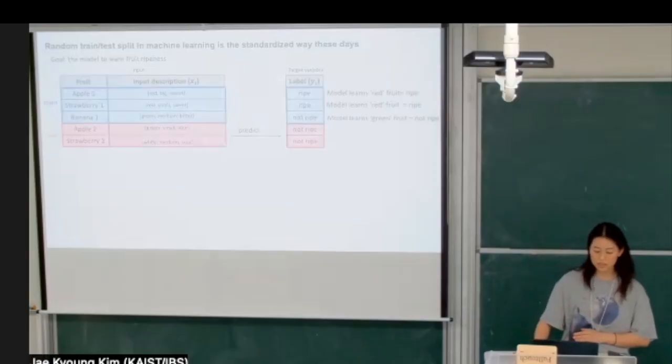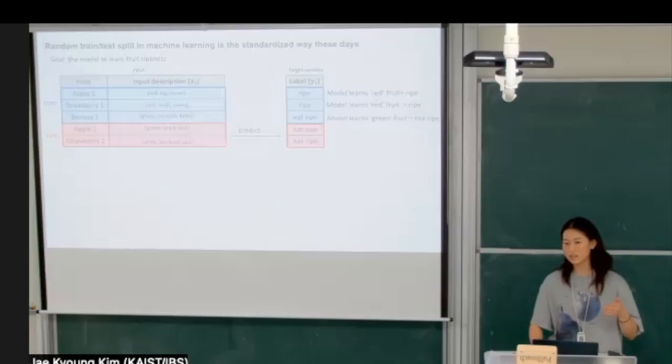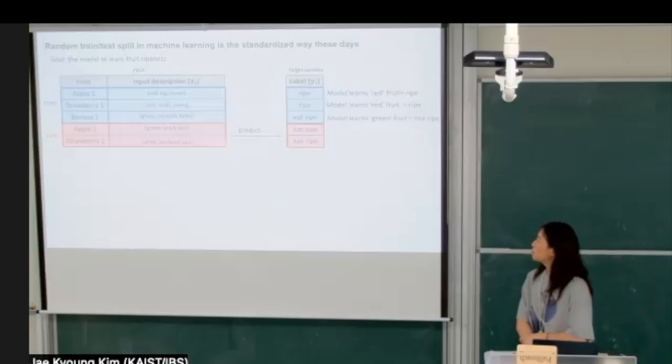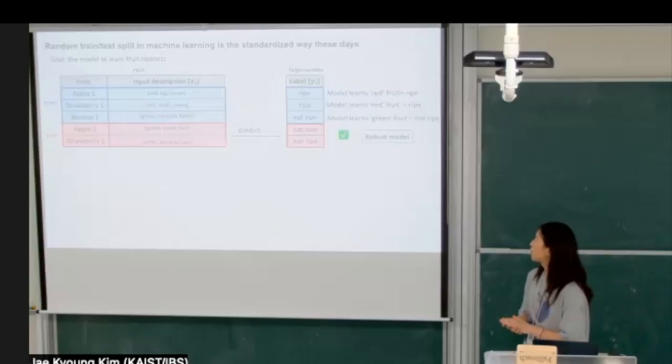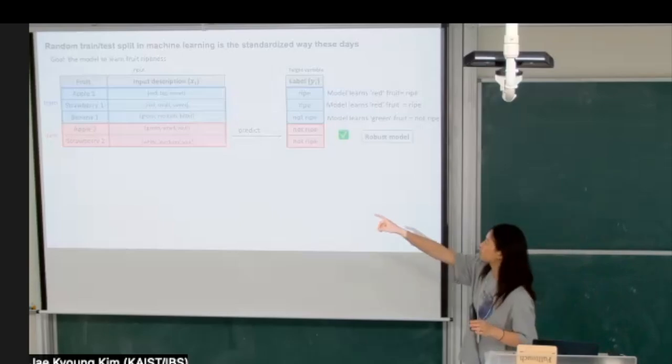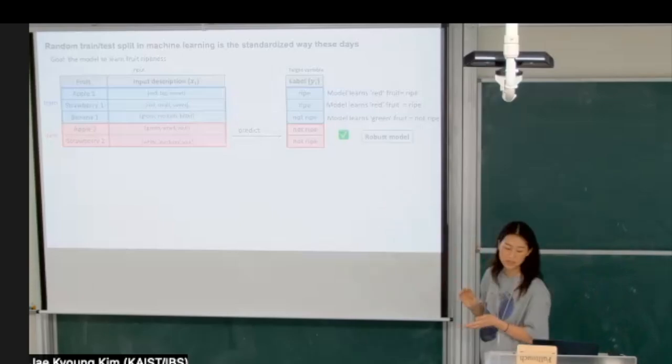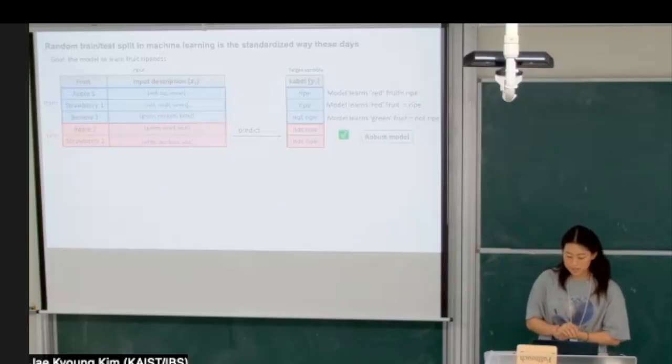And then with the test set, this is where the model performance is shown. So if we perform based on the learned trend, it'll be correct because it'll see that green fruits are not ripe. So it'll be able to predict that, and we will say it's a robust model.